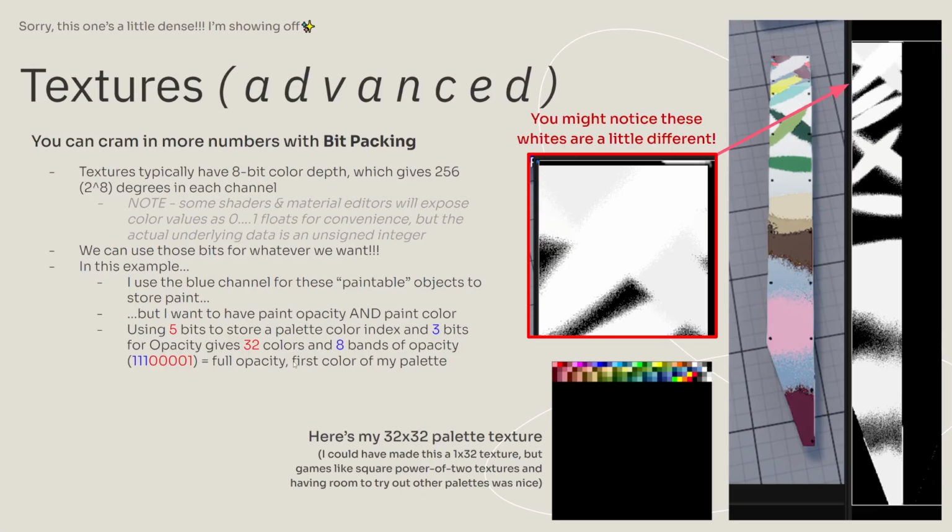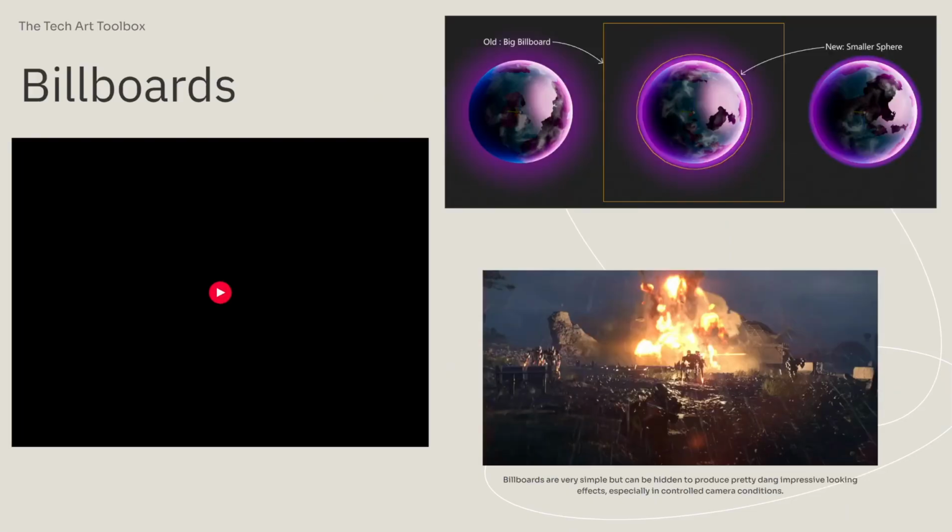Here, I'm using 5 bits to store a palette color, and that's indexed on this texture. Each row is a palette that I can pick from, and I'm using the remaining 3 bits to store 8 bands of opacity. This is maybe a little technical, but this just gives you an idea of the types of things that I mean when I say you can use data however you want. And the more that you can exploit the data that's available, even down to the ones and zeros, the more capable you are of getting a lot of juice out of what tools you have available.